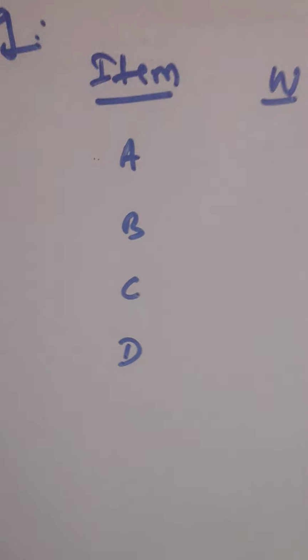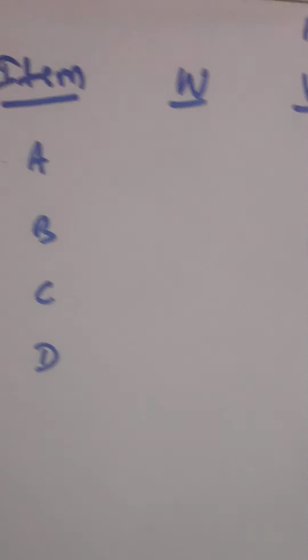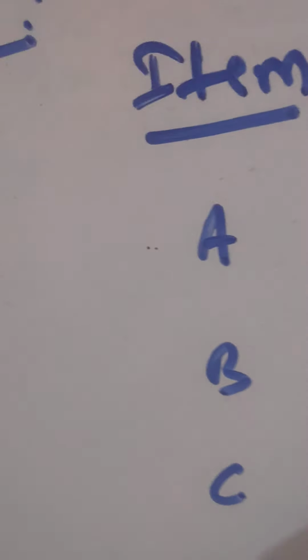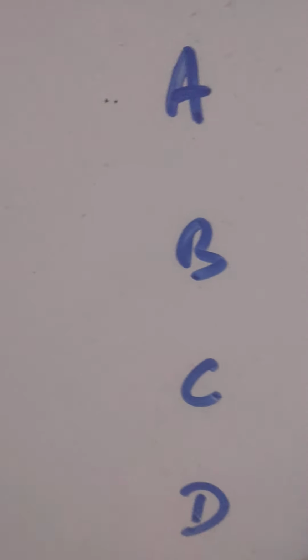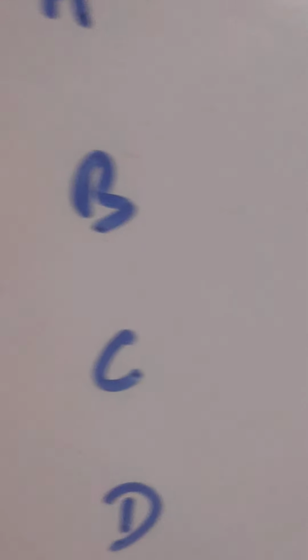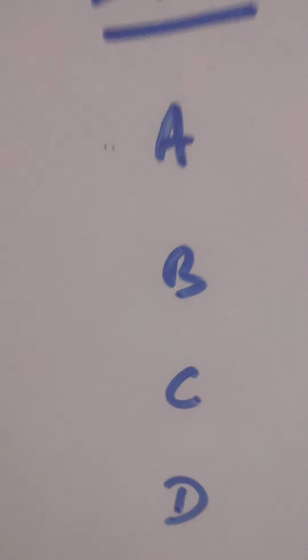4 items are there, each having a weight. Let us assume A is of 2 kg, whose value is 40 rupees. Similarly, B has weight 3 kg and value 50 rupees. C has 2 kg and value let it be 100. And D is 3 kg, whose value may be 95.